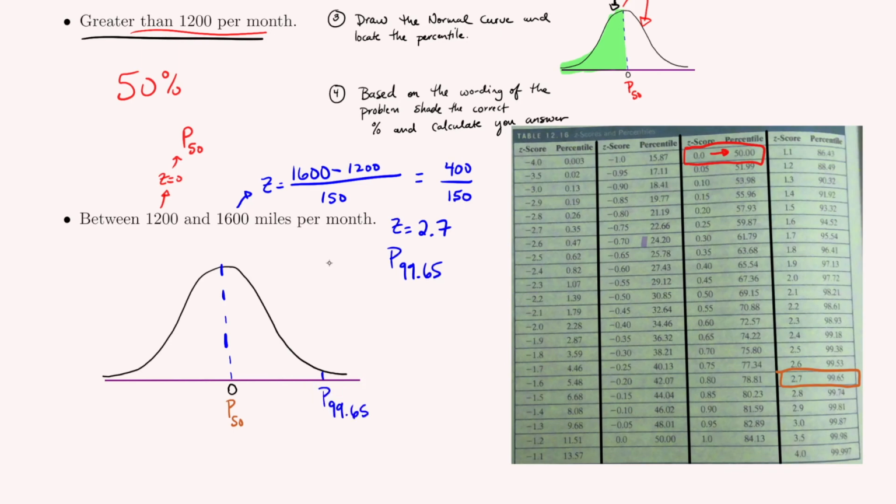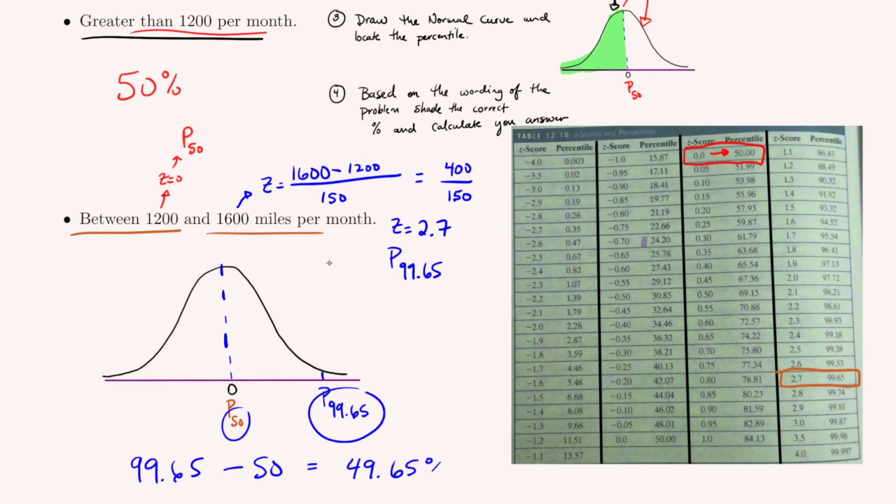And now we do step 4. Based on the phrasing of the problem, we think about what portion we're interested in. As it said between the two values, we know when it's a between question, you take the larger percentile and subtract the smaller percentile we found. So we will have 99.65 minus the 50th percentile, and we'll get that 49.65% of all the data values lie in between 1,200 and 1,600 miles driven.